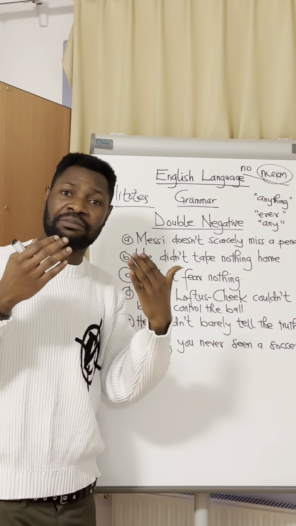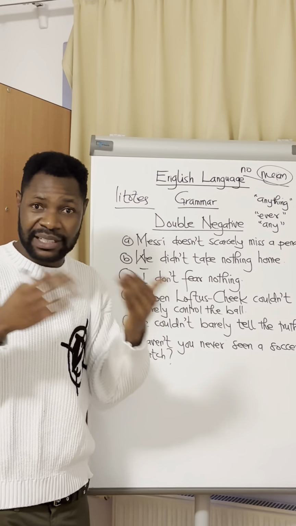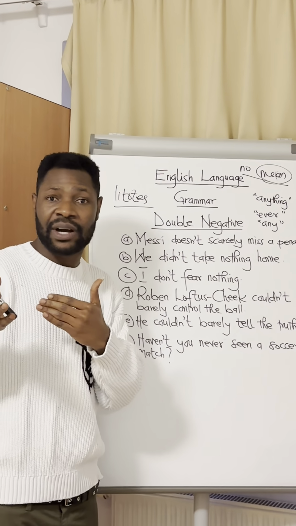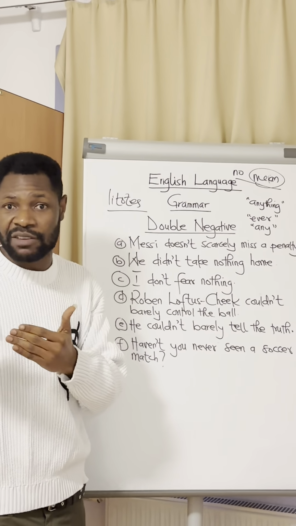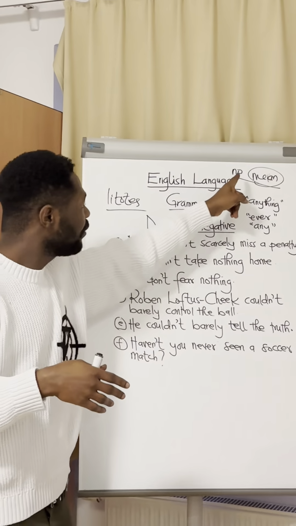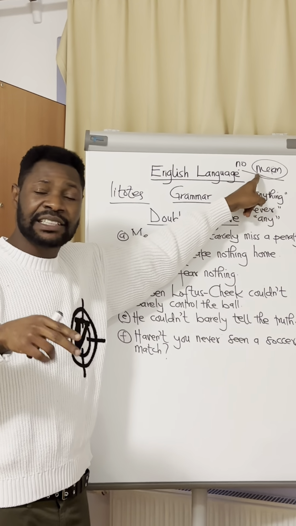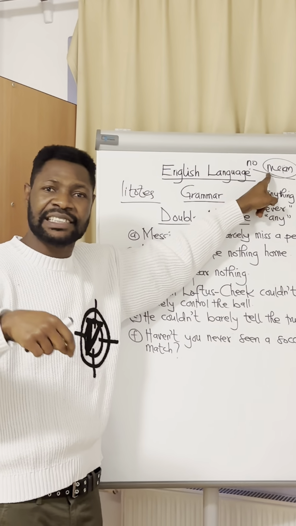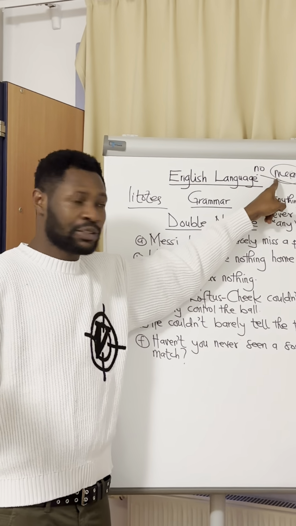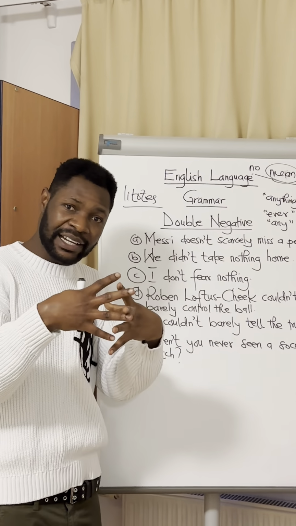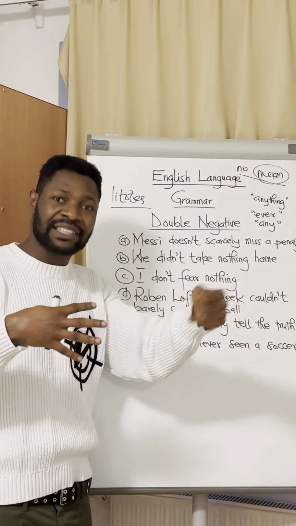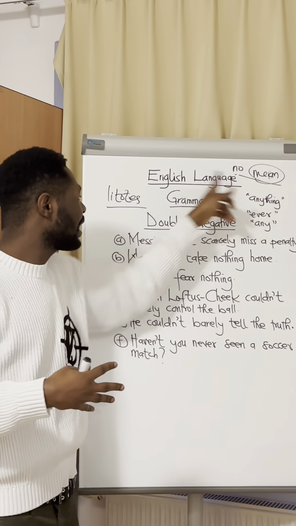Mathematically, something times something gives you what? Negative times negative will give you positive. So instead of saying that it is of no mean achievement, you can say that it is a great achievement. So the two negatives combining gives you synonymously what? Great. And that is about litotes.